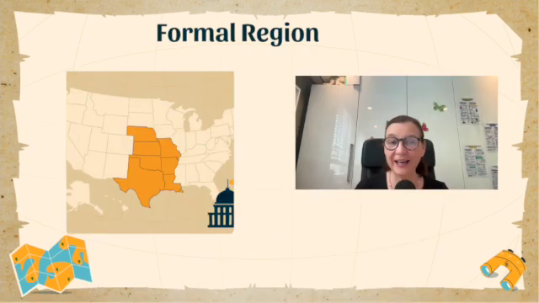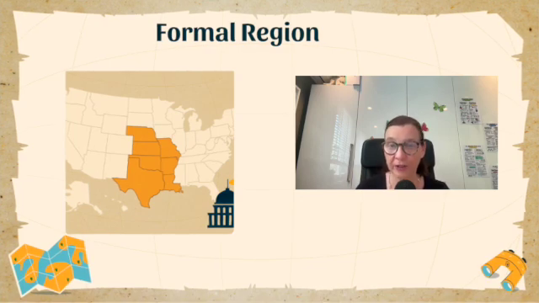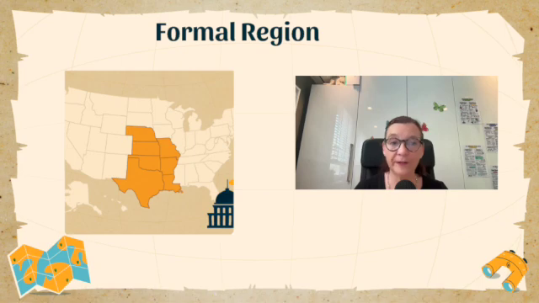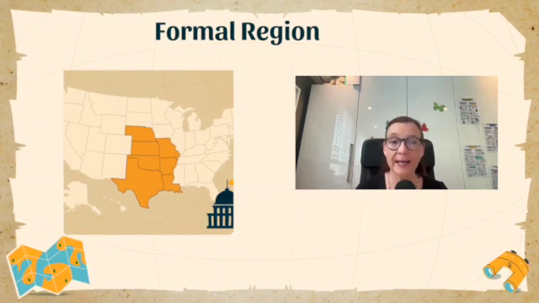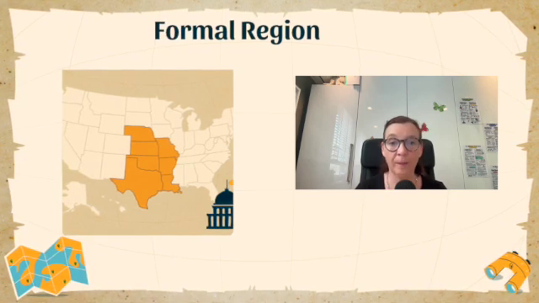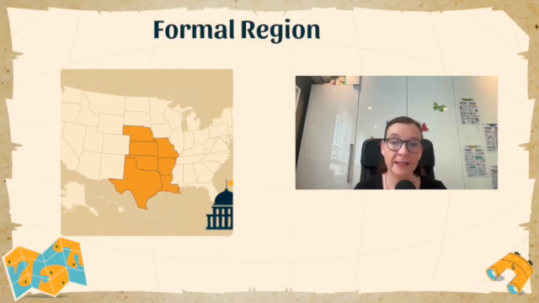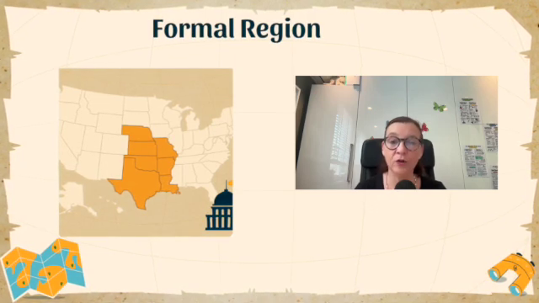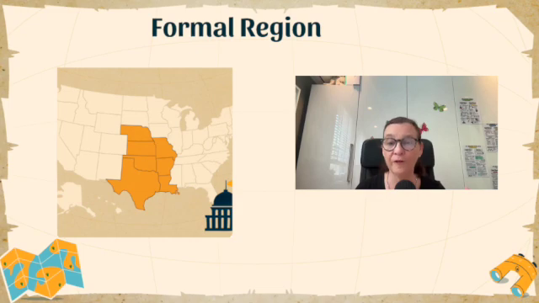Okay, so now we're going to look at formal regions. A formal region is an area defined by shared characteristics. These can include physical features, cultural traits, economic activities, or political boundaries. The key idea is that these traits are consistent throughout the region and set it apart from others.